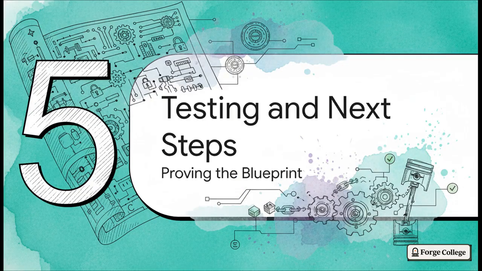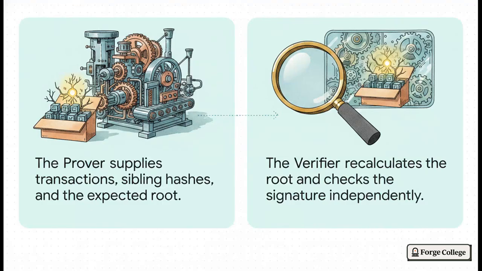And finally, Section 5, testing and next steps. Because now, it's time to prove the blueprint actually works. Let's take a look at the brilliant dynamic between the prover and the verifier. On one side, the prover supplies a specific transaction, the necessary sibling hashes, and the expected Merkle root. On the other side, the verifier doesn't just blindly trust the prover. No, the verifier actually recalculates the root from those pieces and checks the signature entirely independently.